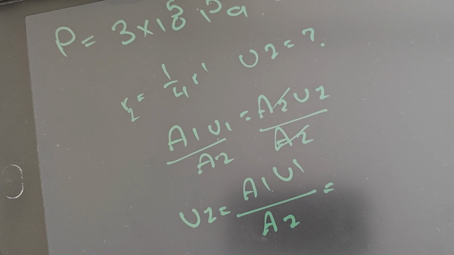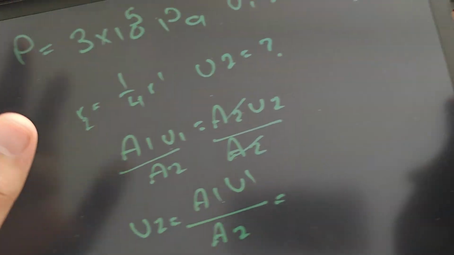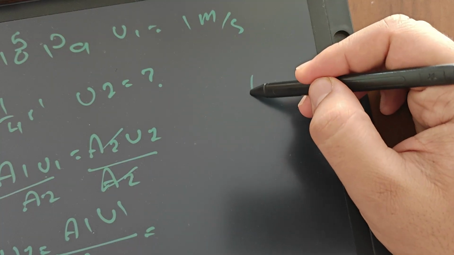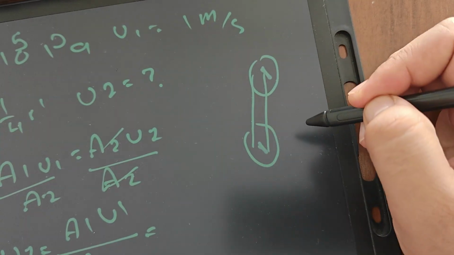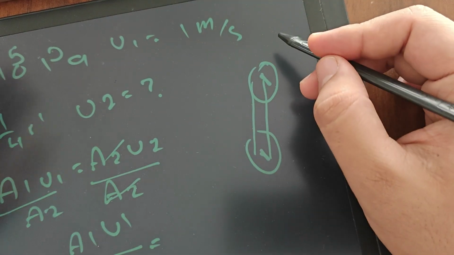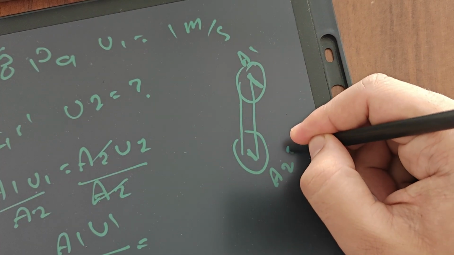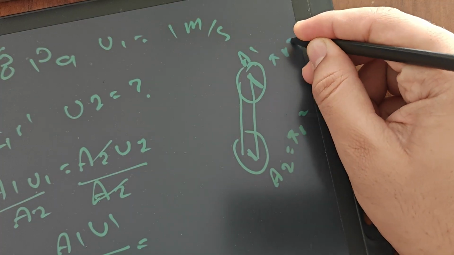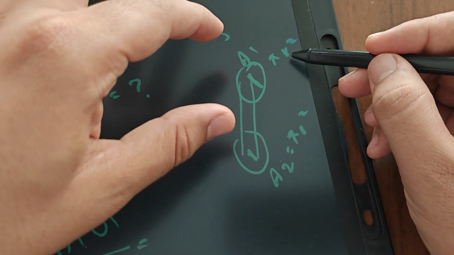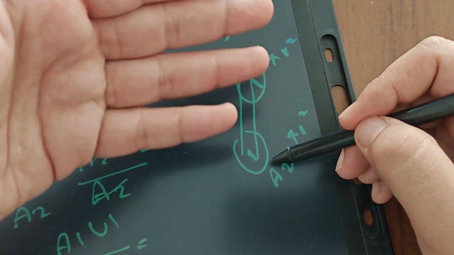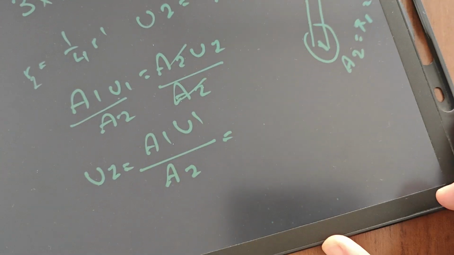We have to know the shape of the pipe. Imagine this is the pipe, this is the top and this is the bottom. Both sides are shaped like a circle, so this is area number 1 and this is area number 2. For both of them you write pi r square, but you have to name them: for the first area write R1, and for the second area write R2.